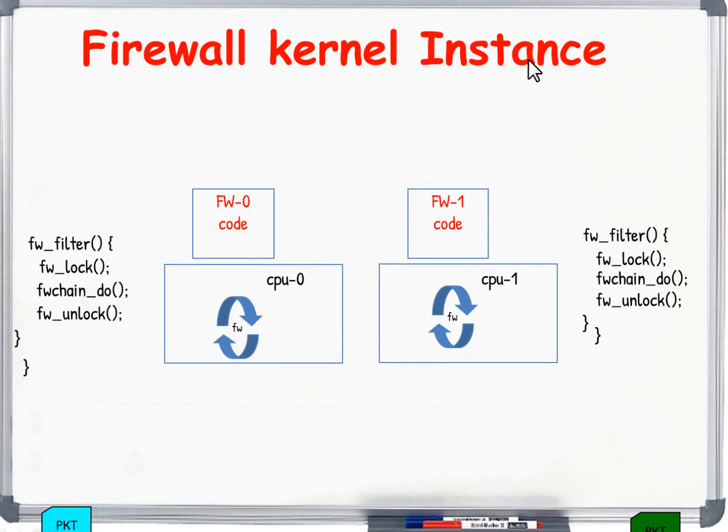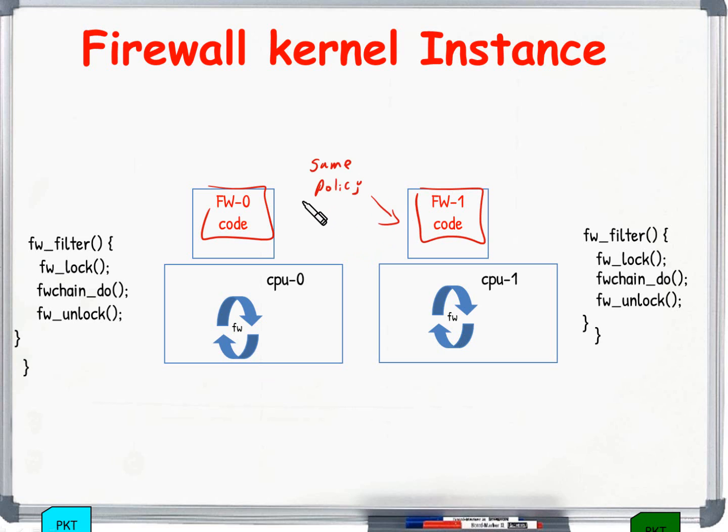Now you see we have two CPUs, and we also have two firewall instances. We have firewall instance 0 and firewall instance 1. So these are two instances of the firewall. This is what we call the firewall kernel instances. And so we've replicated the firewall code. This is actually two firewall instances, but they're running the same policy. The same policy is running on both of these instances.